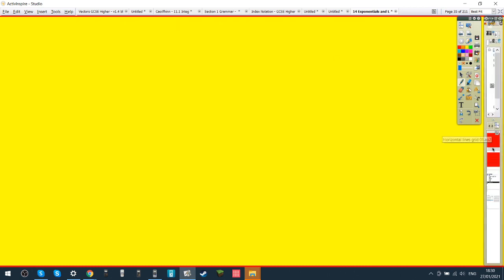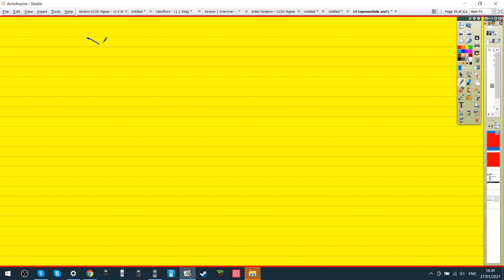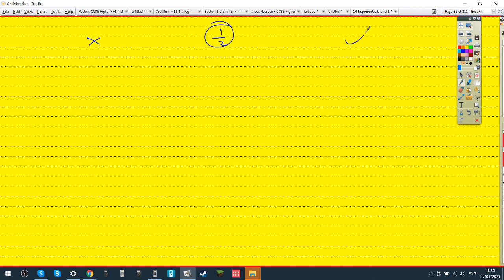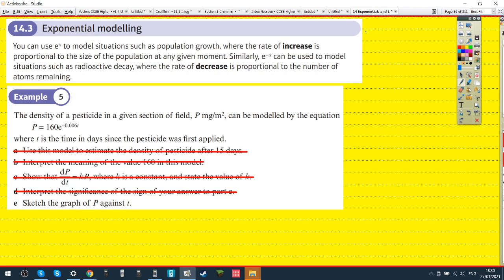What do you give yourself? Half or tick? Okay, so now same exact idea, they're just applying it to the real world. So instead of x and y, it's t and P. T is time, P is the density of pesticide. And the numbers aren't as easy as 2 and 3, they're real world type of numbers. Any idea about this first one? Example 5.